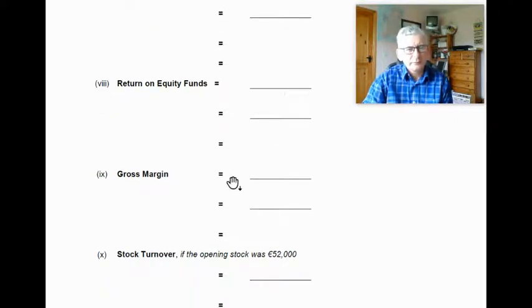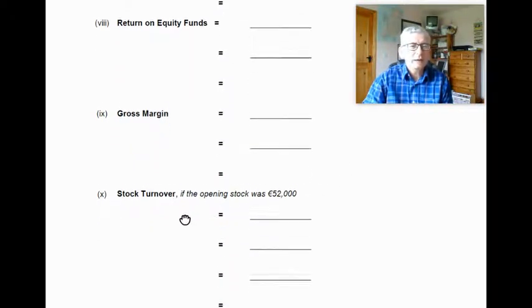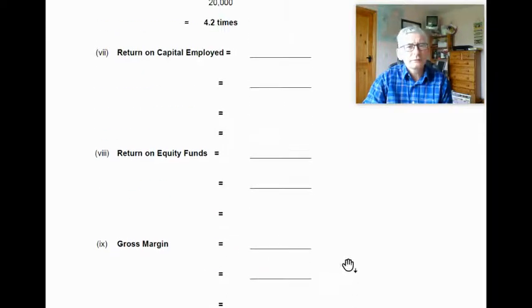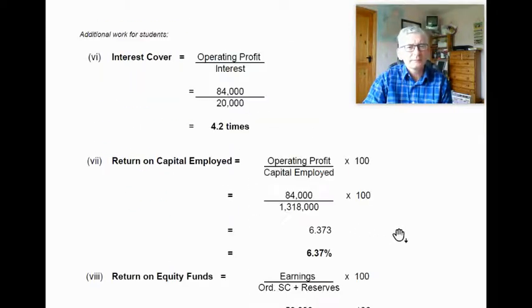Gross margin. Now, you've seen this in junior cycle as well, but do you know the formula? Do you know the relevant figures? And then obviously a final answer. And finally, what is the stock turnover if the opening stock was 52,000? Well, once again, do you know the formula? Do you know the relevant figures? And do you have an answer? Well, let's have a look now and see how you got on.